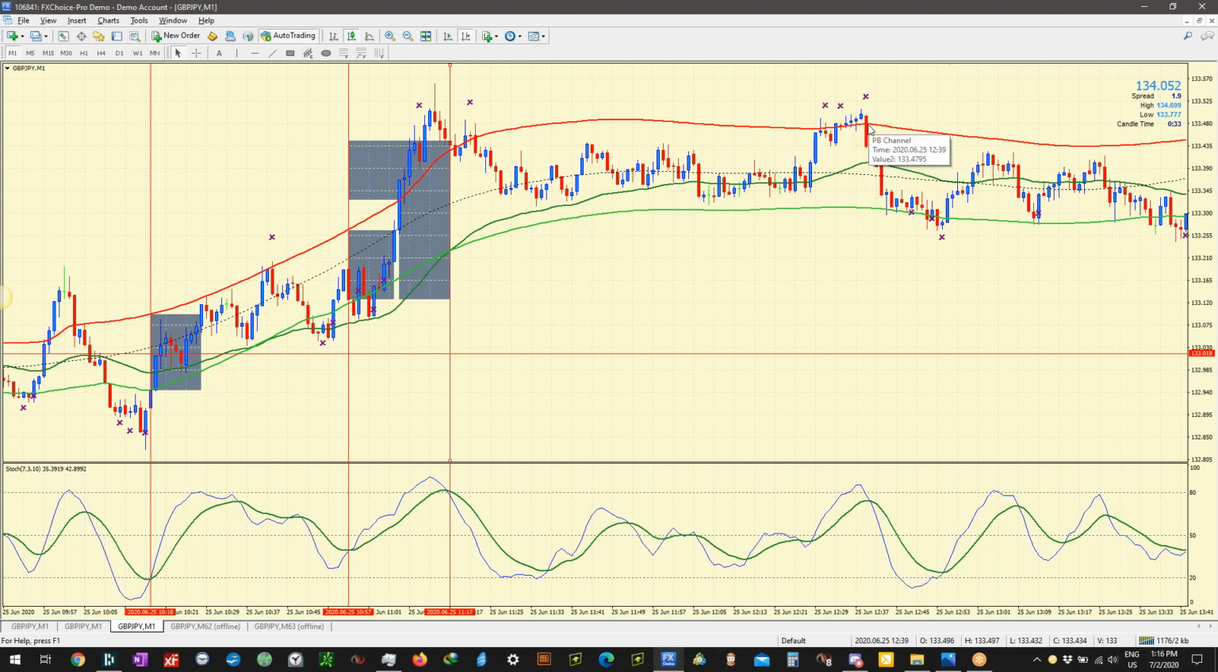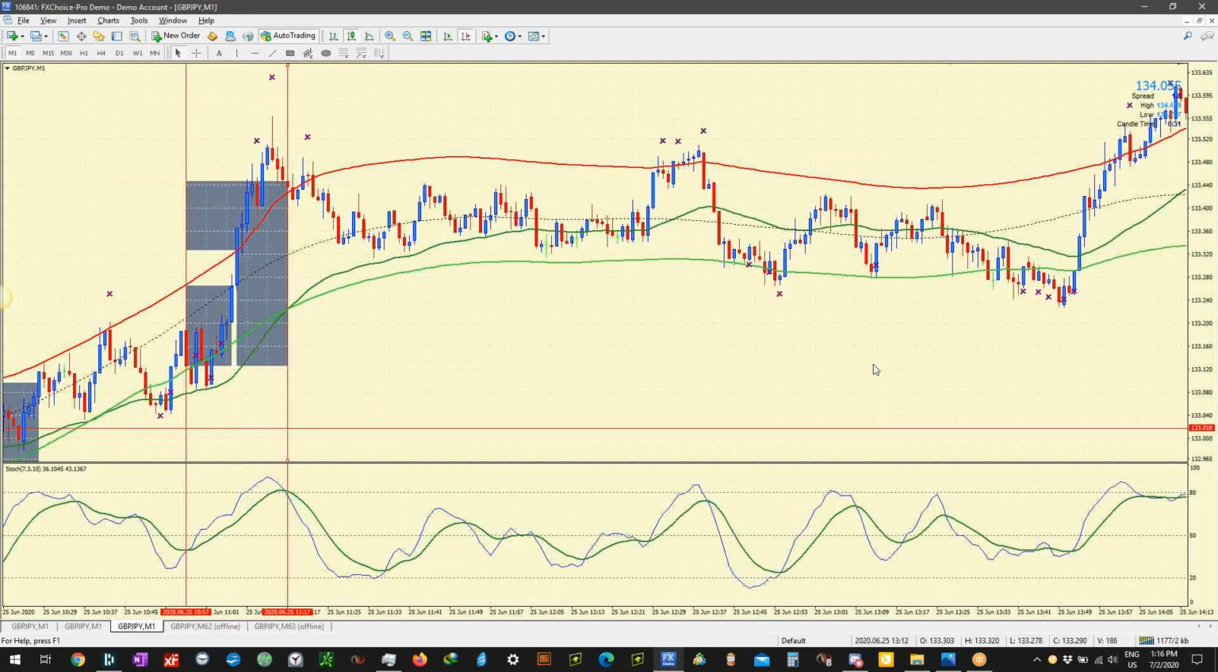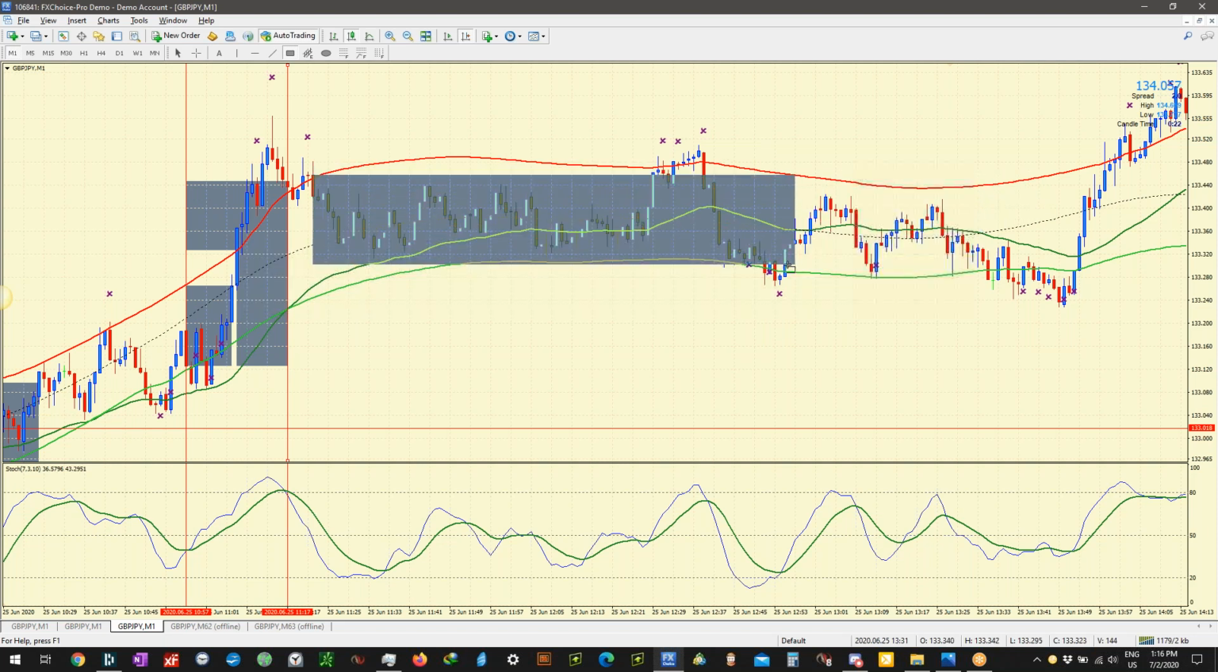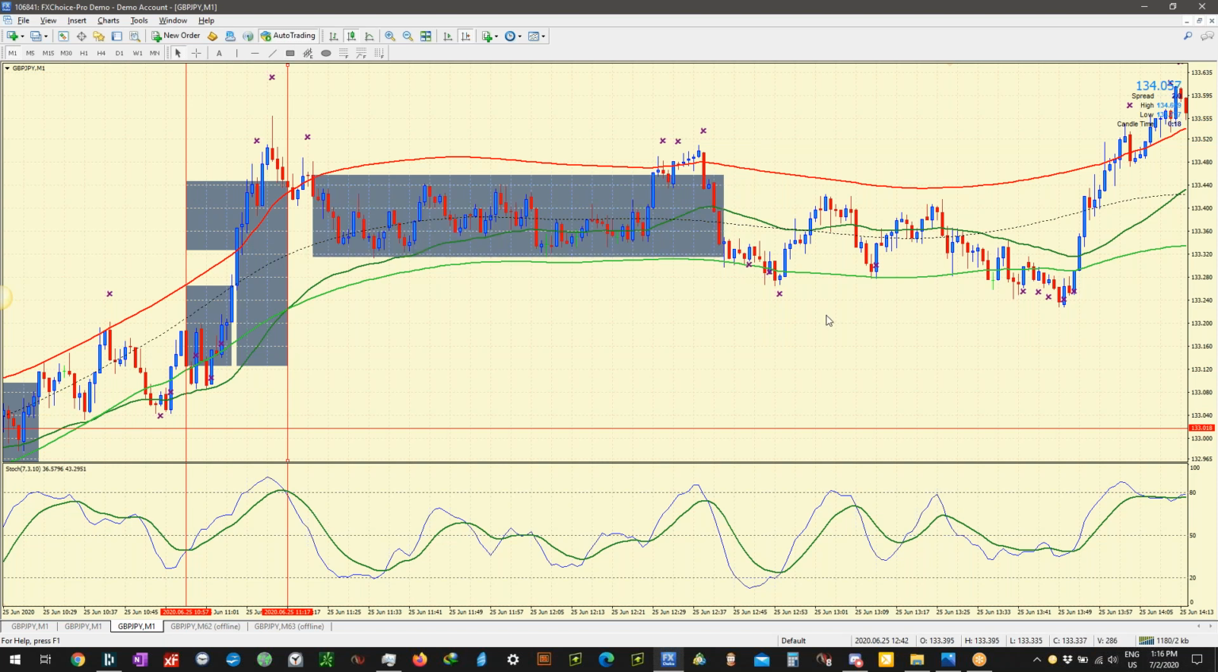Now, this trade right here, this trade is in a range. It's in a range from here to here. Okay, so before that happened, what I mean is before this happened, this was the range.